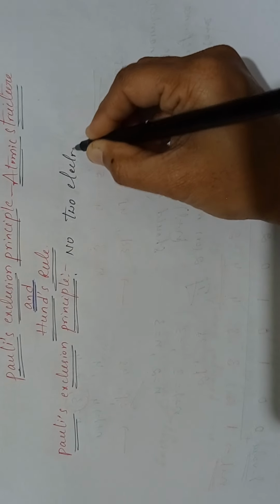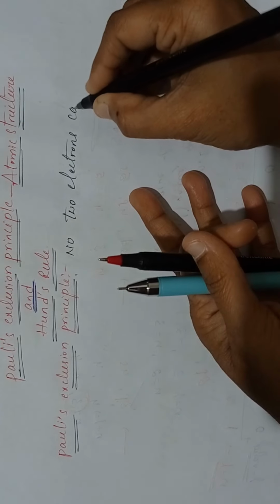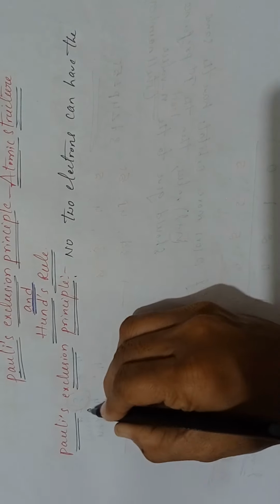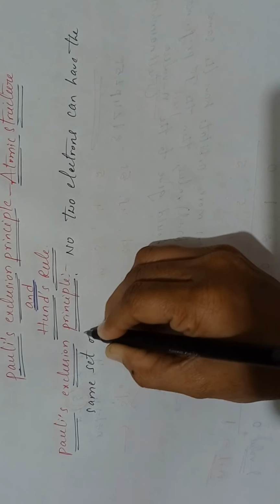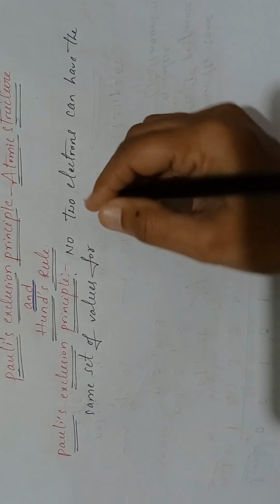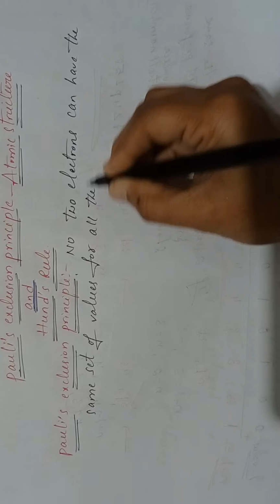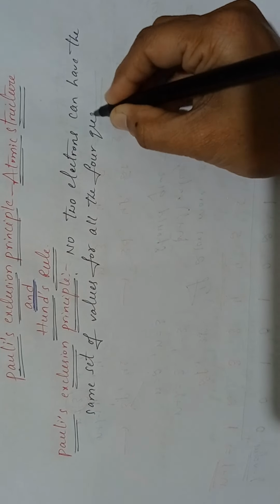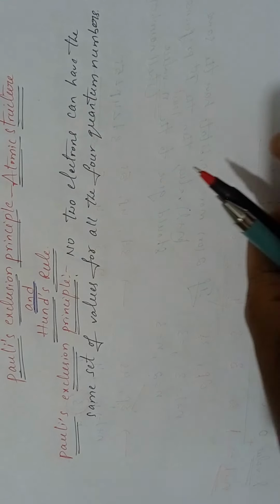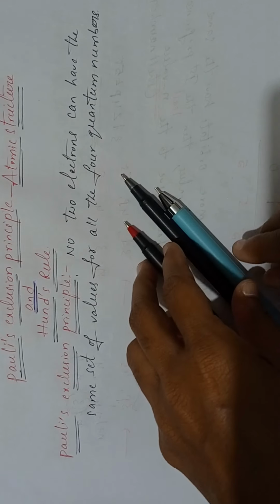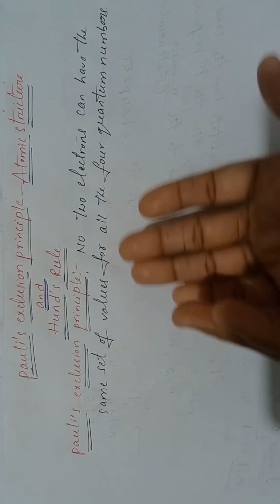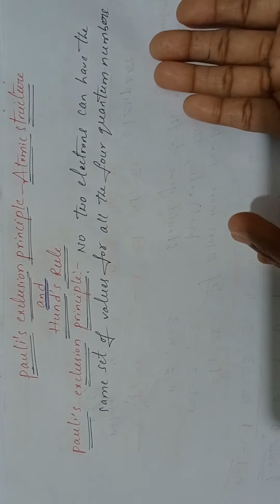No two electrons can have the same set of values for all the four quantum numbers. Clear, students? What is the definition? Pauli's exclusion principle: no two electrons can have the same set of values for all the four quantum numbers.